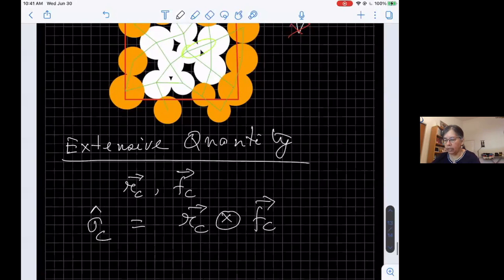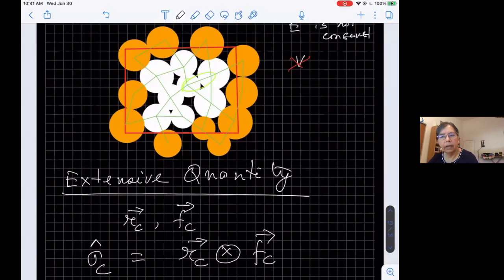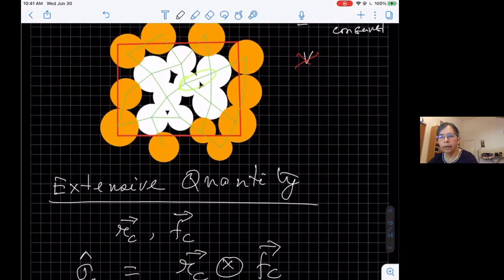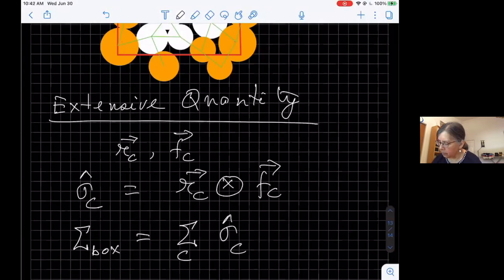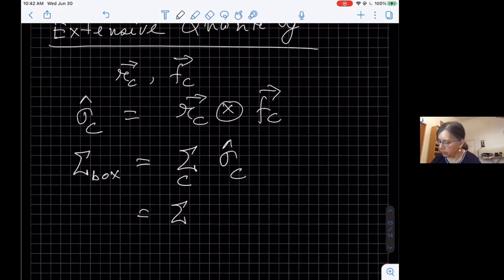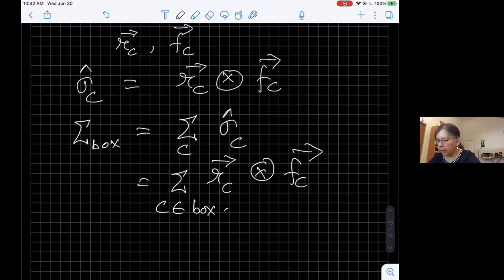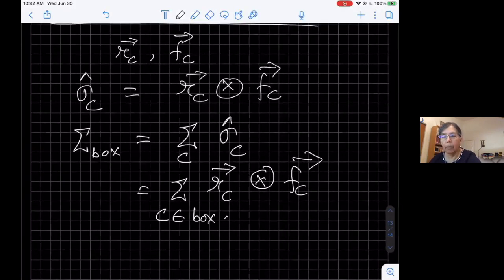I can coarse grain this quantity by summing over all the contacts inside this box that I have drawn in red. So I'm going to construct this coarse-grained quantity for a box, which I'm going to call capital sigma, which is the sum over all contacts inside this box. Two things that I want you to notice. One, why this quantity is particularly useful should become clearer, but it is defined this way. It's certainly an extensive quantity.